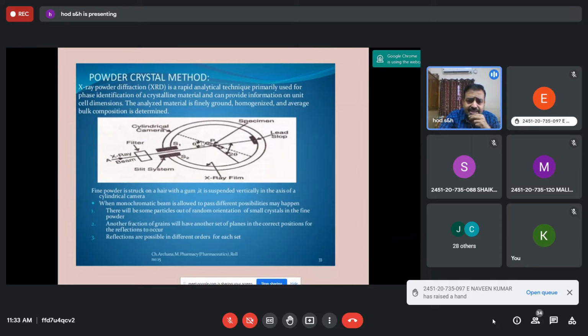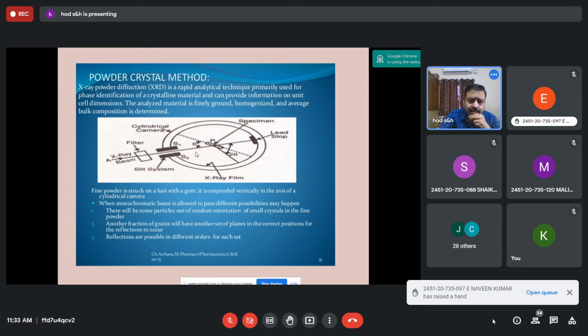It consists of a source of X-rays at point A, and these X-rays are allowed to pass through a filter. The filter allows only one particular frequency or wavelength of X-rays, so the X-rays become monochromatic after passing through the filter. Then these X-rays are allowed to pass through a series of slits so that they are made sharp, without any deviation, and can strike the target.